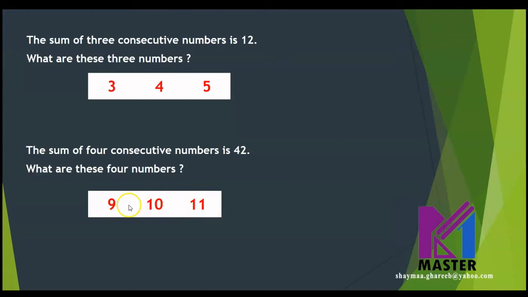So if I added number 8 to these 3 numbers, it will be 38, not 42. But if I added number 12 to these 3 numbers, I will be having 9, 10, 11, 12, and the sum of the 4 numbers then will be 42. Is this clear?